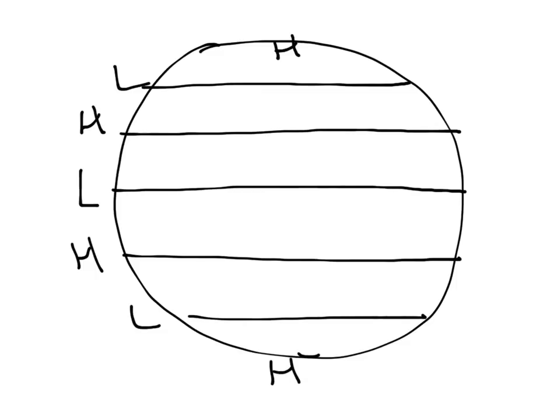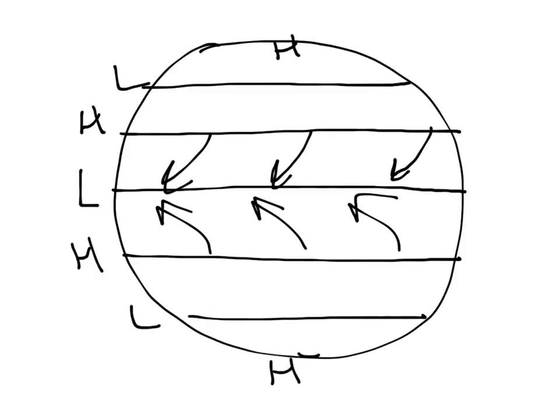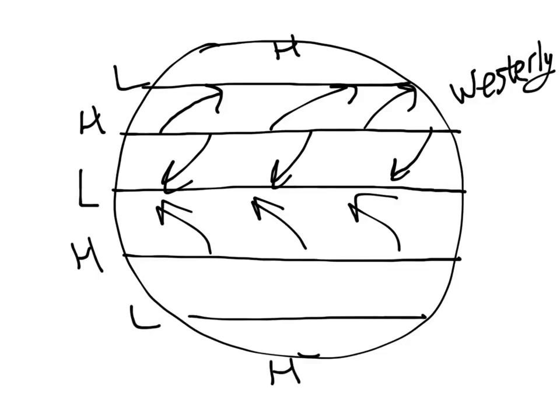Now we've got our easterly trade winds. But we also have wind flowing from here, from 30 to 60. And we're going to call that our westerly winds. And they're called the westerly winds because they're originating from the west and going to the east. So we've got our westerly winds down here.